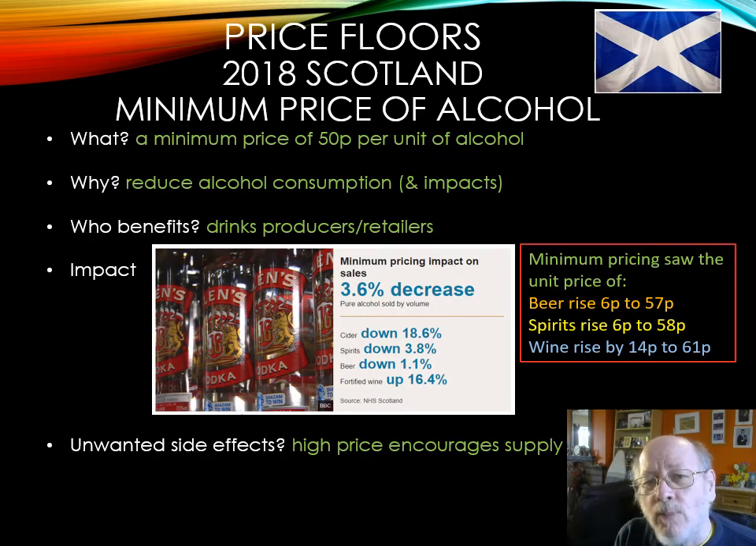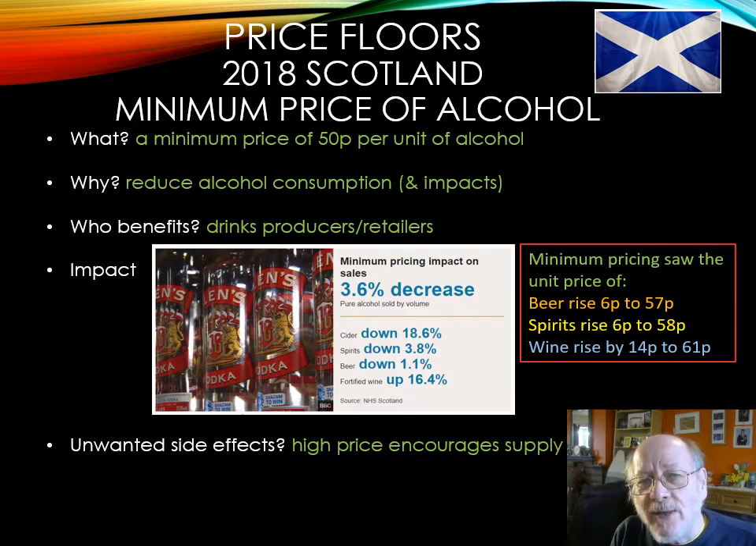So our second example of a price floor is a Scottish one from 2018. The Scottish government introduced a minimum price of alcohol, where a minimum price of 50p per unit of alcohol was set up. Reasons for that are obvious. They want to reduce alcohol consumption. They want to reduce the impacts, both private impacts on your personal health and, of course, external impacts as well. The money goes to the drink producers and the retailers.